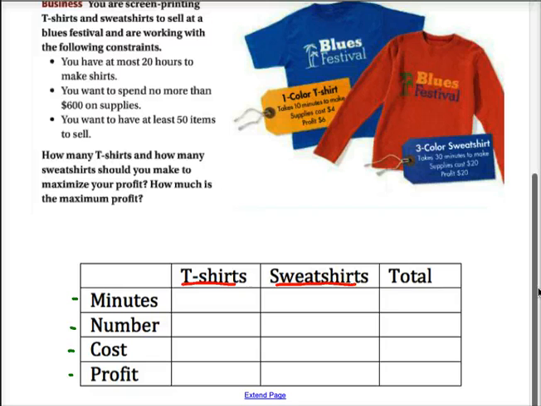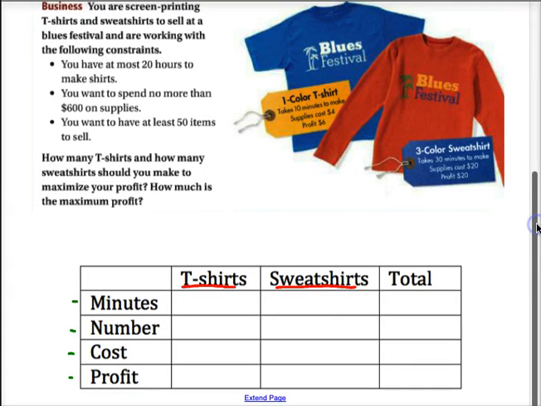So that's how you're going to work on constructing these tables. And again, tables are the best way to arrange this information. So let's read our problem. You're screen printing t-shirts and sweatshirts to sell at a blues festival and are working with the following constraints. You have at most 20 hours to make t-shirts. You want to spend no more than $600 on supplies. You want to have at least 50 items to sell.